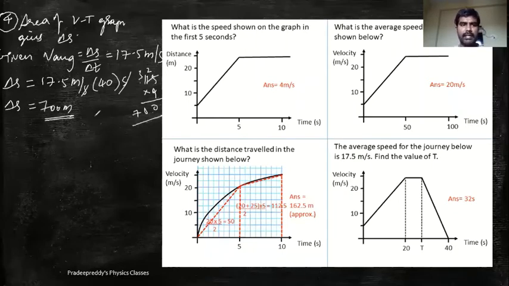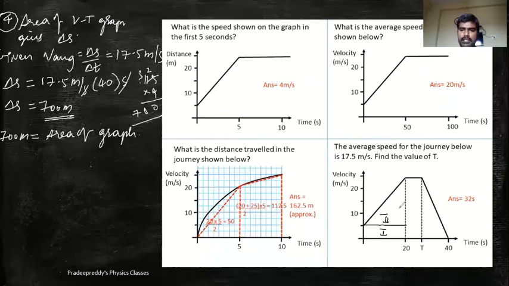Delta S we have calculated. So this delta S is equal to 700 meter, and this 700 meter is equal to the area of the graph. Right? So you need to calculate the area of this total graph. So I'll be considering this as region 1, this as region 2, this as region 3, and this as region 4. Okay. If you calculate the area of all these, what should it be equal to? It should be equal to 700 meter.